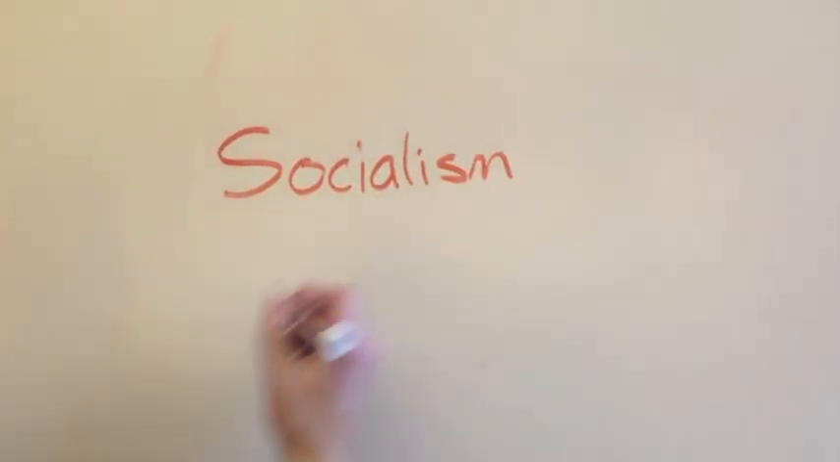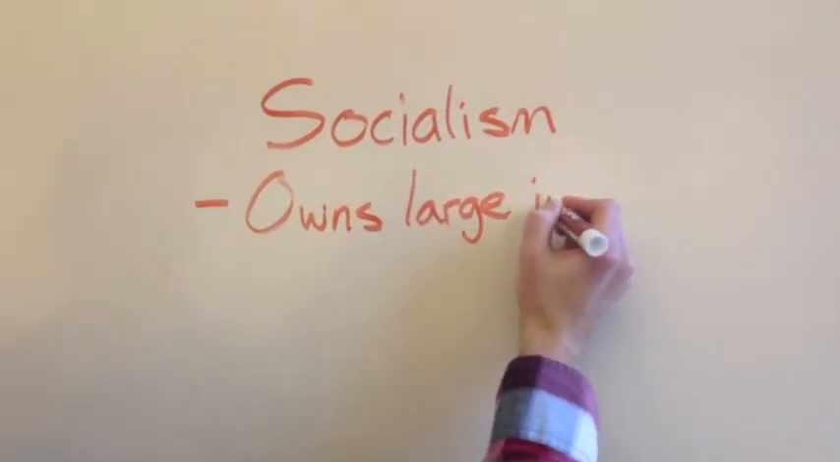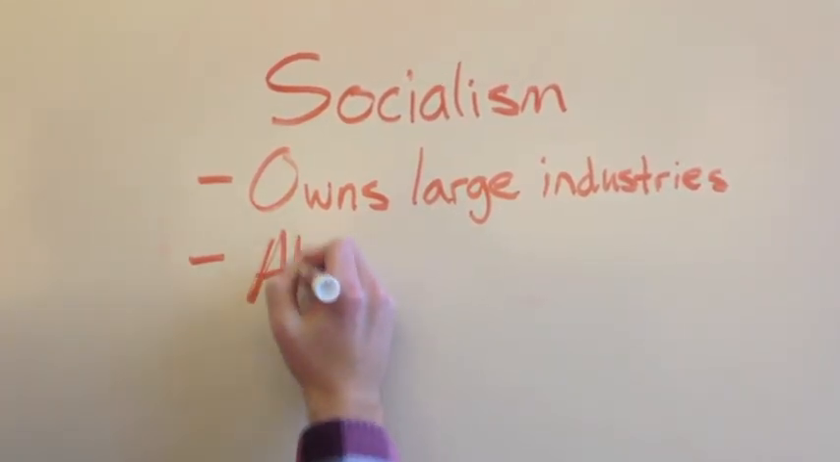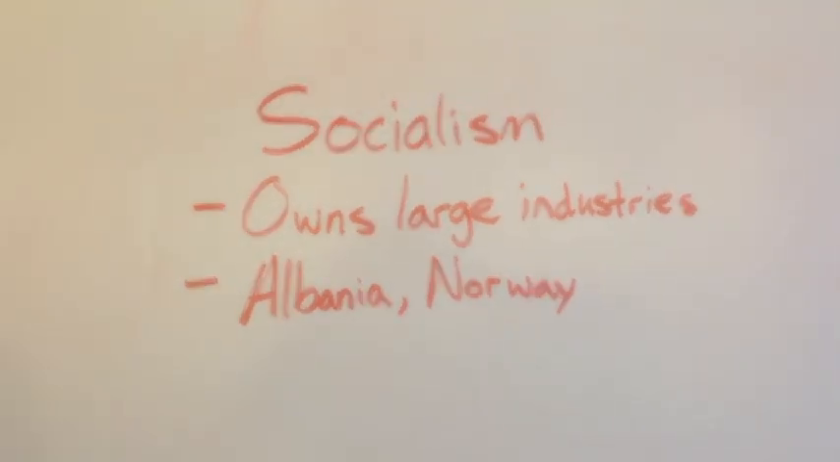In a socialist government, many large industries and education services are owned by the government. Albania was probably the most famous type of socialist government. However, it is now currently present in Norway.